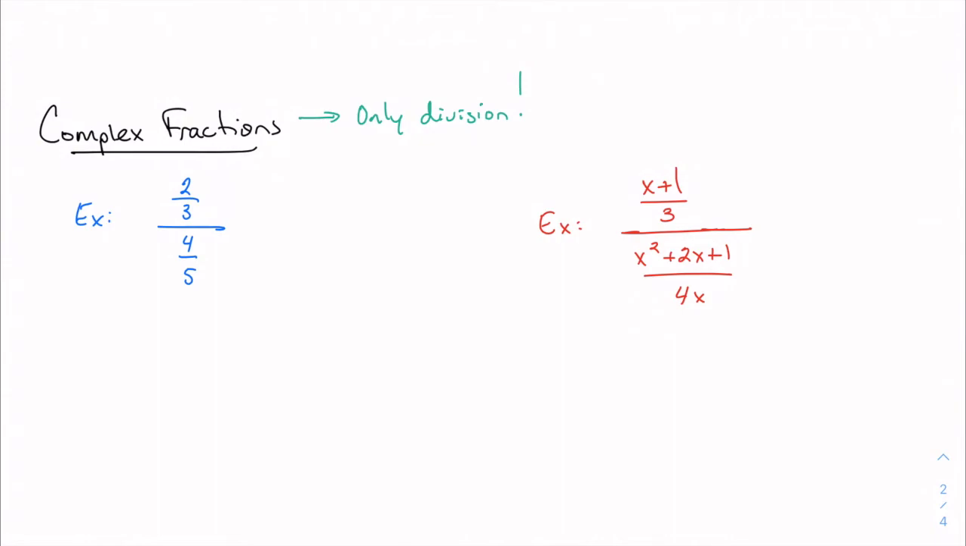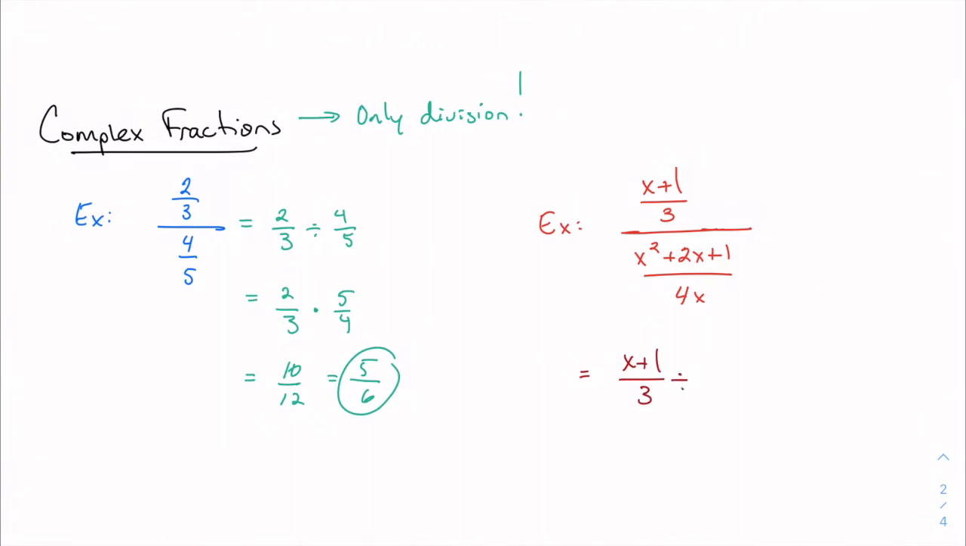Right? This is saying 2/3 divided by 4/5, which means we could write this as 2/3 divided by 4/5. Well, now it's just a division problem, and we know to do that. Keep, change, flip, 10/12, which reduces to 5/6. Same idea with a rational expression, right? This is just a fancy way of writing division of fractions.